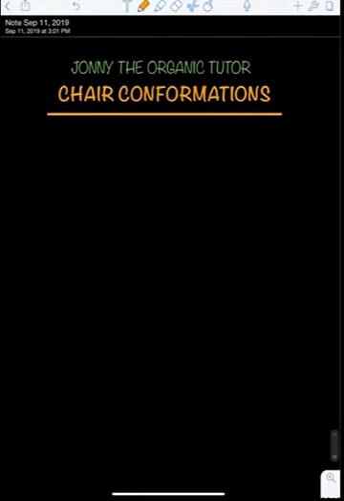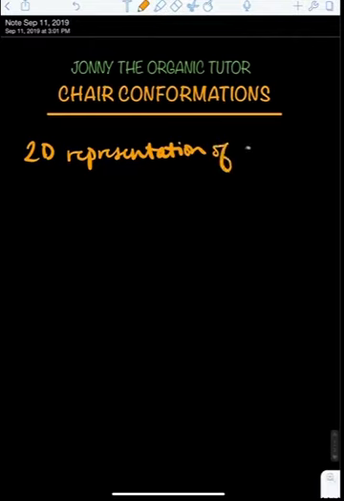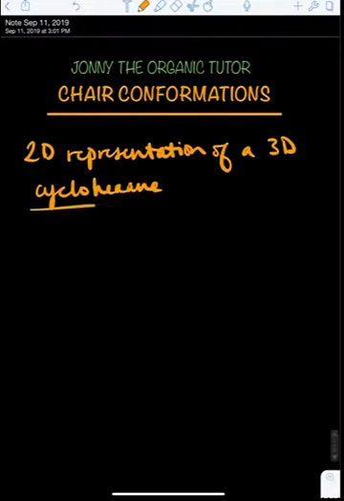Today we're going to be discussing something called chair conformations. So let's just go ahead and jump right into what a chair conformation is. A chair conformation is basically a 2D representation of a 3D cyclohexane. So we're just going to be talking about cyclohexanes in this case.